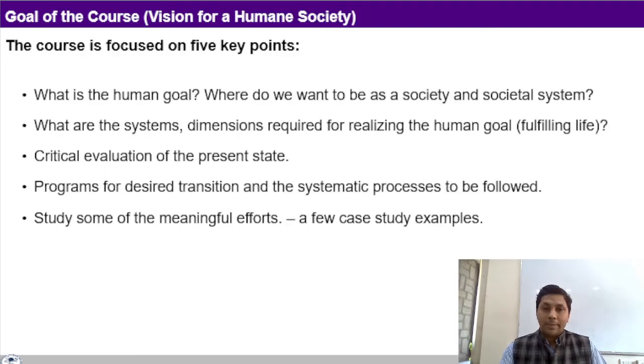Keeping this in the background, the whole course is focused on 5 key points. We will discuss human goal, conducive systems and dimensions required for a fulfilling life. We would also critically evaluate the present state of the society. We will talk about the desired program for transition from the present state to the desirable state of the society. And we will also talk about some meaningful efforts that have been made in this direction.